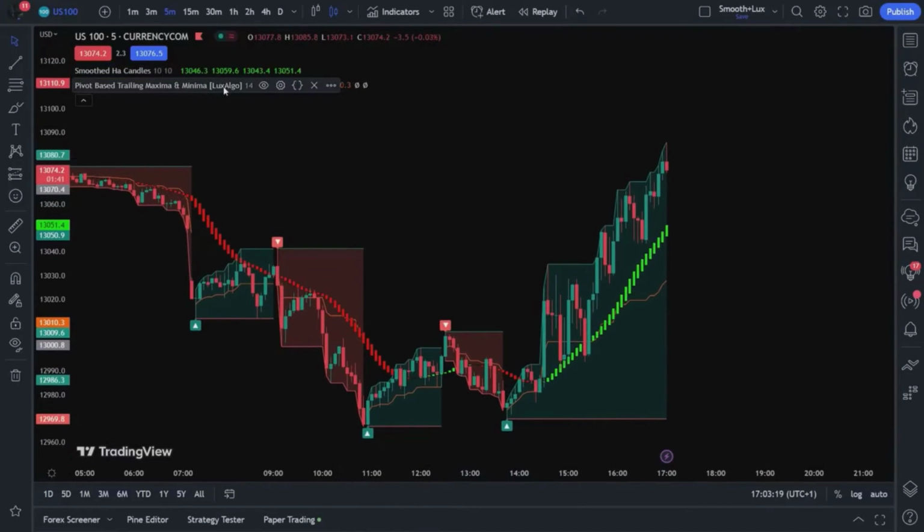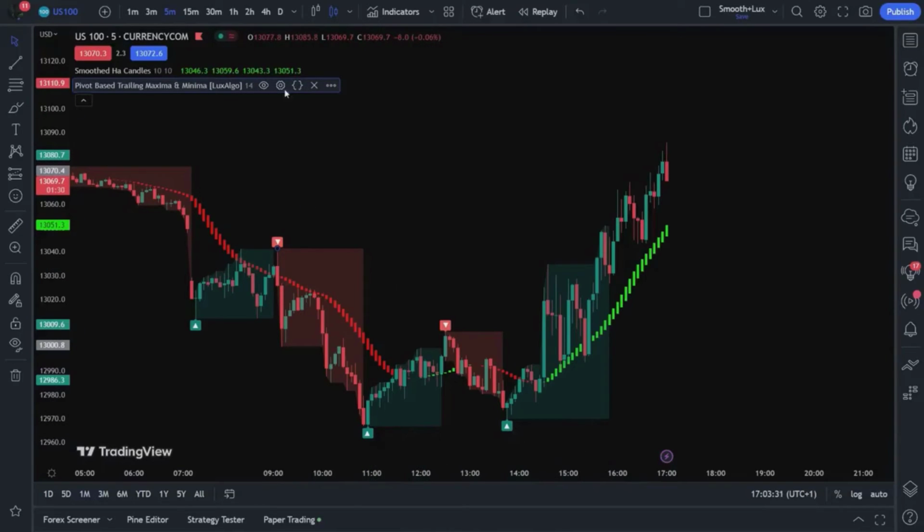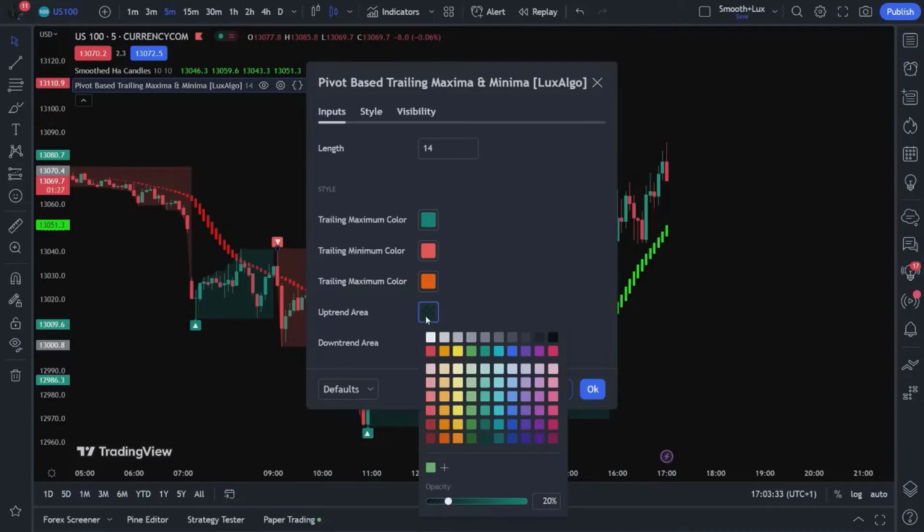Once we have done that, head over to the Pivot-Based Trailing settings, go to Style, and remove all the options except Pivot High and Pivot Low. Also, head over to Inputs, and change the Uptrend Area Opacity to 0, and the Downtrend Area Opacity to 0.